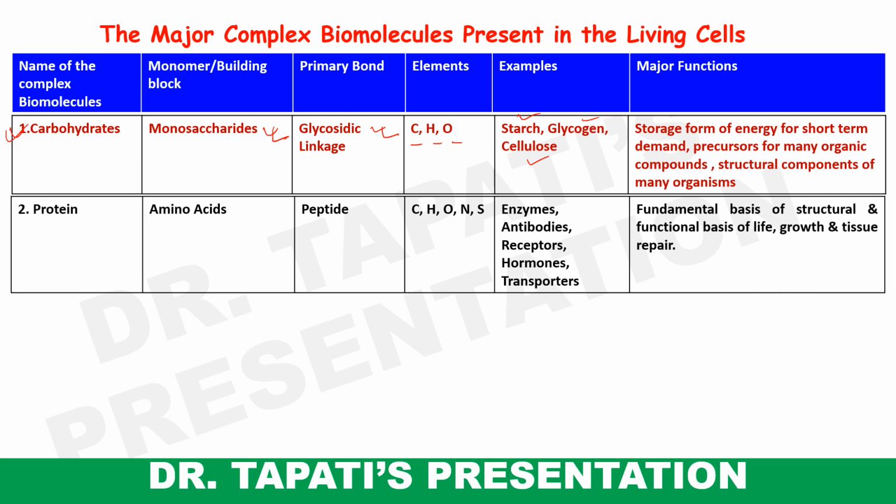If you consider a protein molecule, it is composed of amino acids. Mainly 20 amino acids are present. The amino acids are attached through peptide bonds, CONH bond or peptide bond. Primary elements are carbon, hydrogen, oxygen, nitrogen and sulfur.